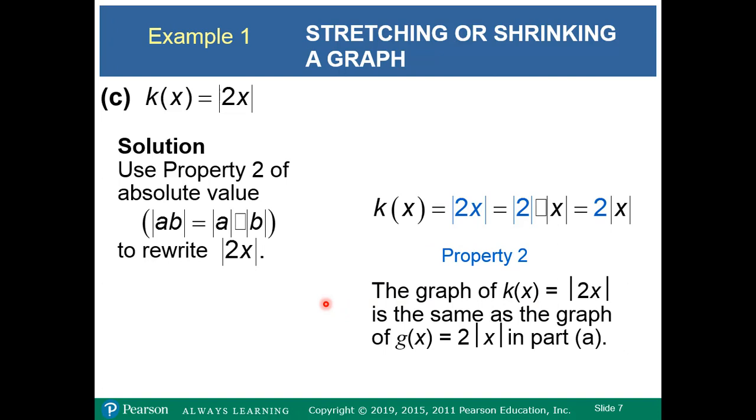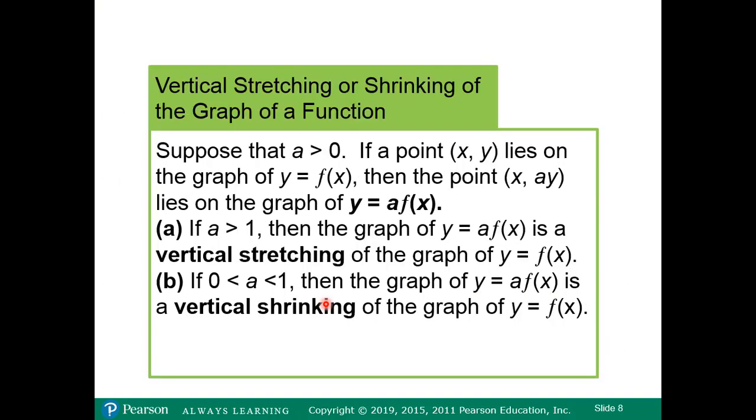Okay, so this brings up the idea of vertical stretching or shrinking of the graph of a function. It says suppose that A is positive, and if a point x, y lies on the graph of f of x, then the point x, A times y lies on the graph of A times f of x, because we're multiplying y values. So y equals A times f of x.